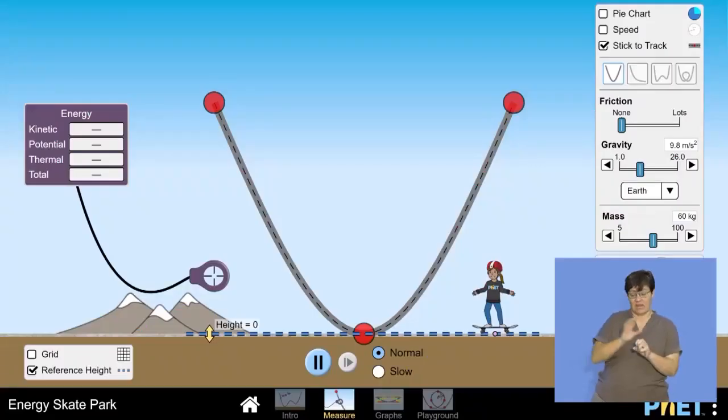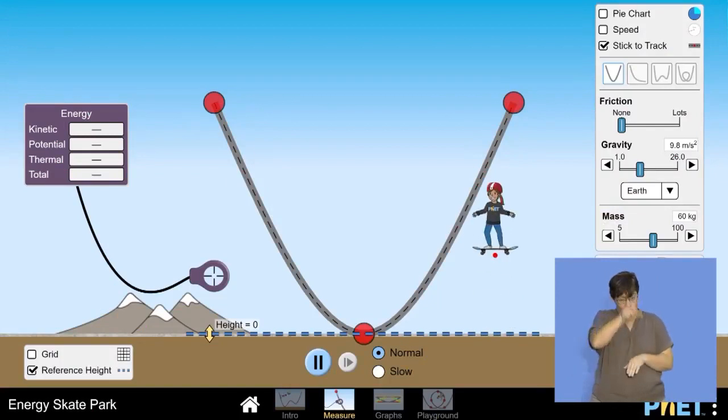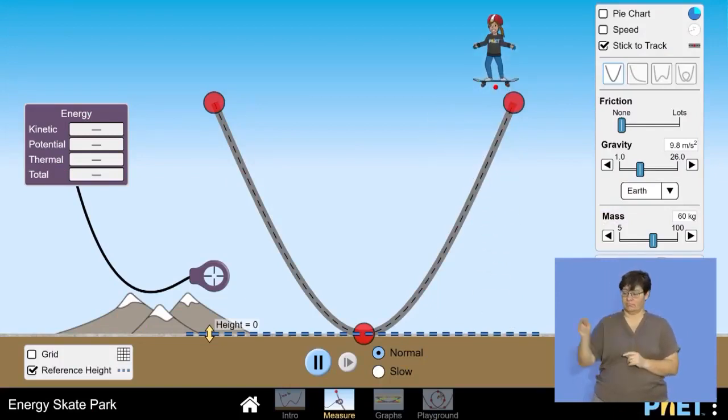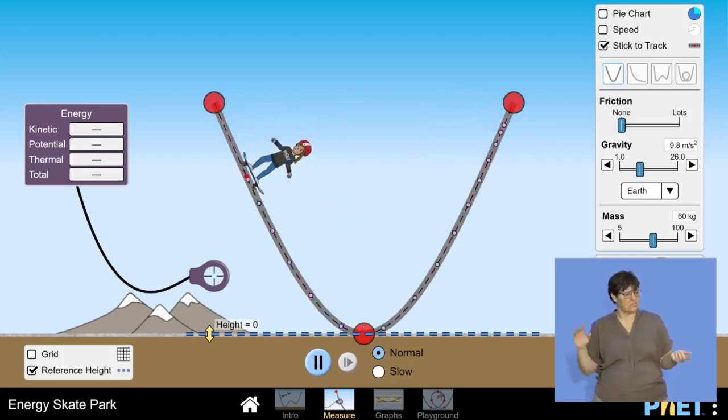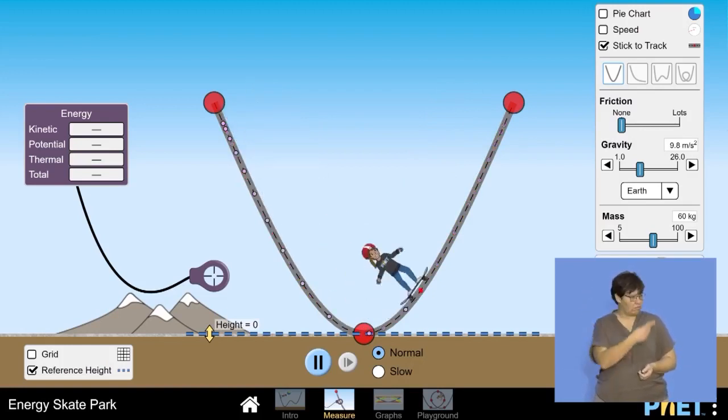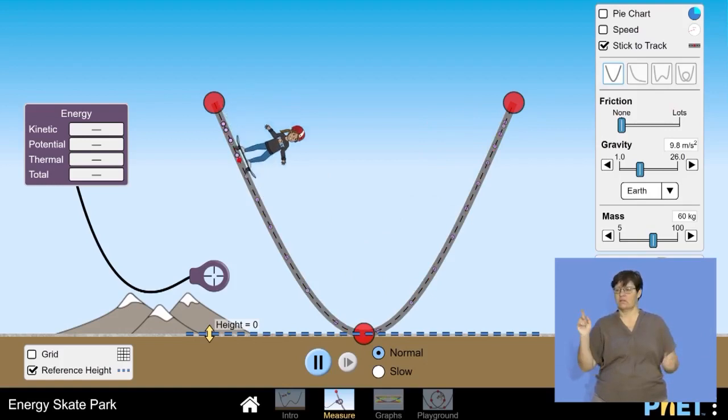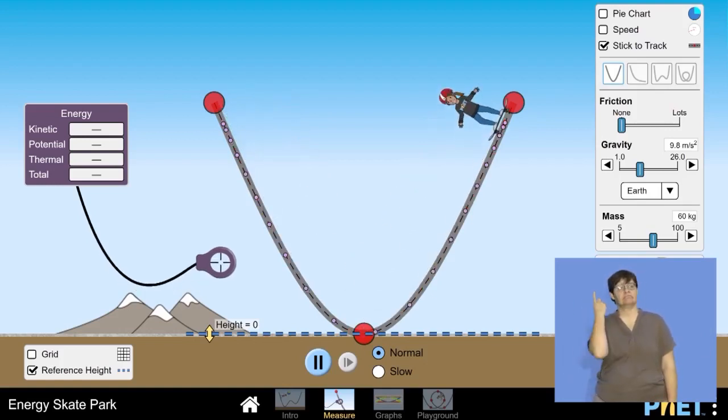So let's put the skateboarder onto the track. Oops, maybe onto the track would be a good idea. There he is, or she, and off they go. Right now you're going, that's nice, Tracy, but all they're doing is going up and down, and there's no readings. And because there's no friction, they're just going to keep doing that forever. They've got a smile on their face, so they're happy.